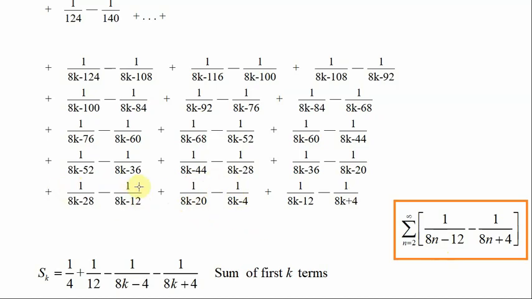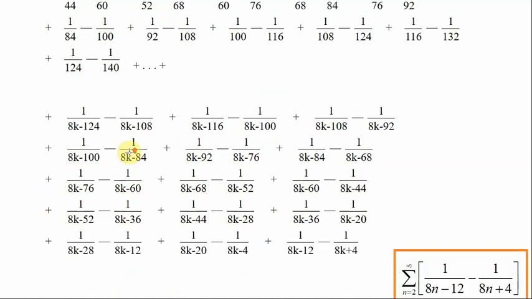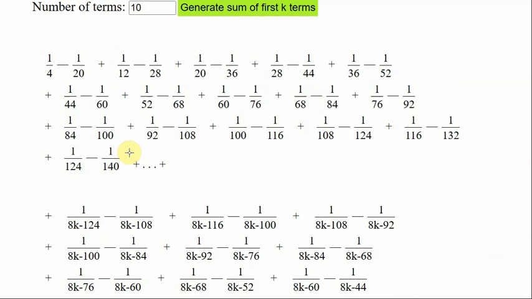And here, replace n with k minus 2 and simplify, and we get this term. And then k minus 3, replace n with k minus 4, replace n with k minus 5, and so on. And so that's how the sum of the first k terms is formed. And then now we can see that this minus 1 over 20 and 1 over 20 will get cancelled. And then minus 1 over 28, 1 over 28, and minus 1 over 36, 1 over 36, and minus 1 over 44.